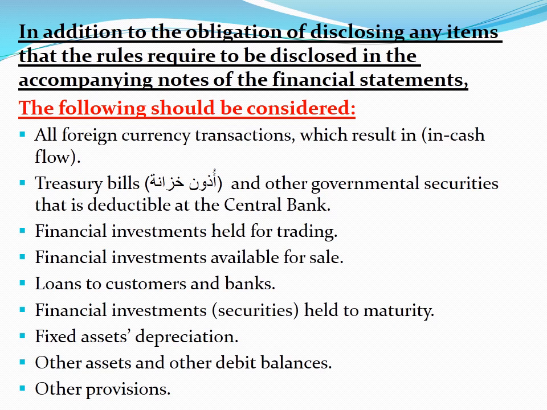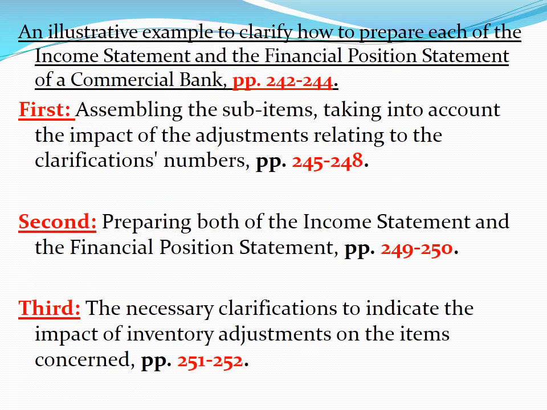These are accounts, items that should be considered, as well as the notes attached to the financial statements for clarifying these statements. An illustrative example that I told you about is on page 242, at its end, the last 6 lines. An illustrative example to clarify how to prepare each of the income statement and the financial position statement of a commercial bank. First, second, third.